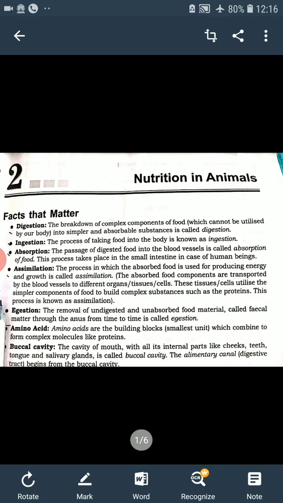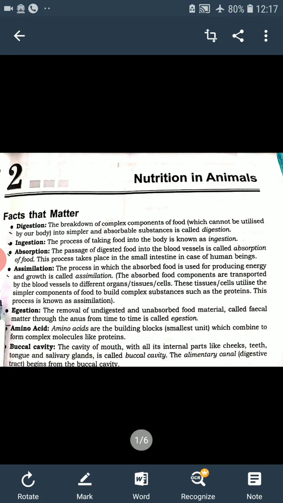Next, buccal cavity, the cavity of the mouth with all its internal parts. We already talked about the mouth; another name for it in scientific language is buccal cavity, which includes all internal parts like cheeks, teeth, tongue and salivary glands. The alimentary canal, also called the digestive tract, begins from the buccal cavity. Obviously, at the time of ingestion we put the food in our mouth, so as soon as we put food in the buccal cavity, the digestive process starts from here.